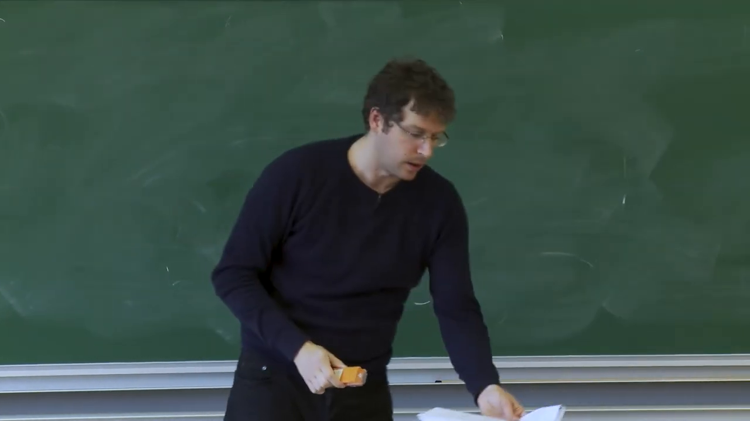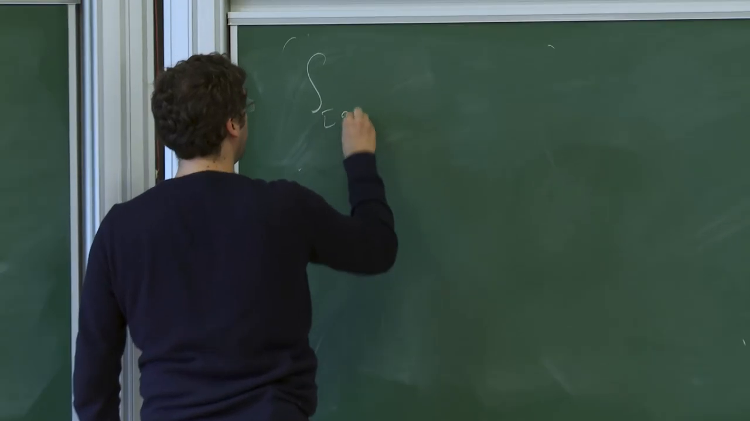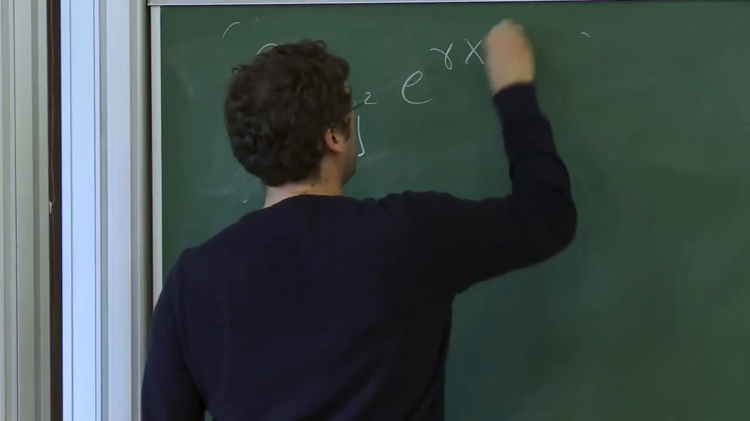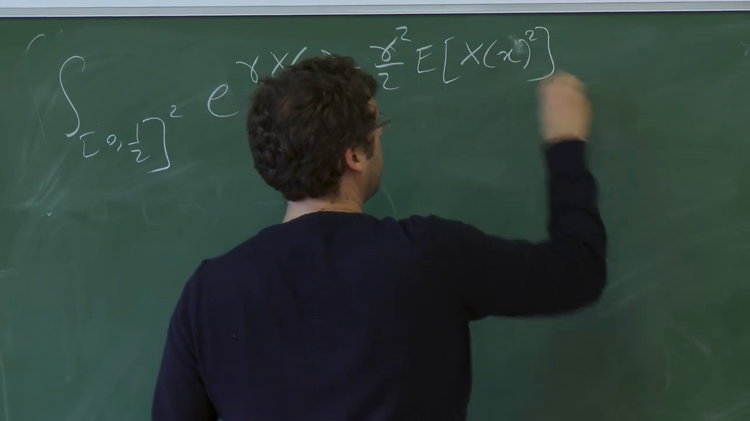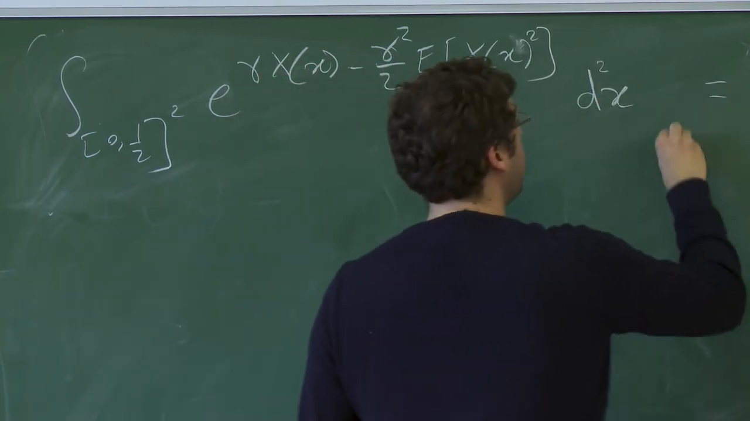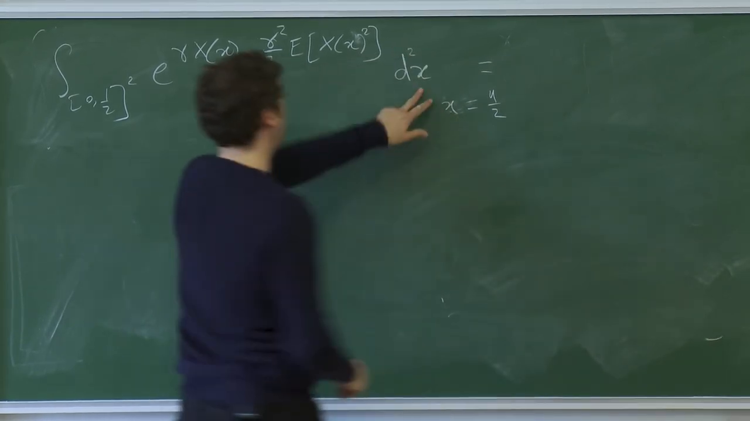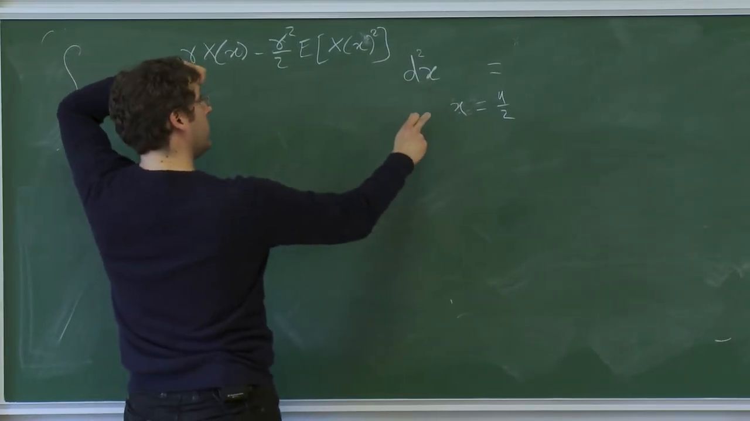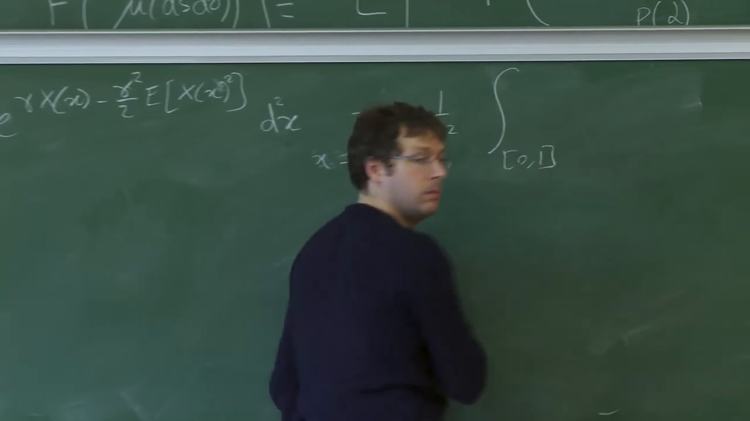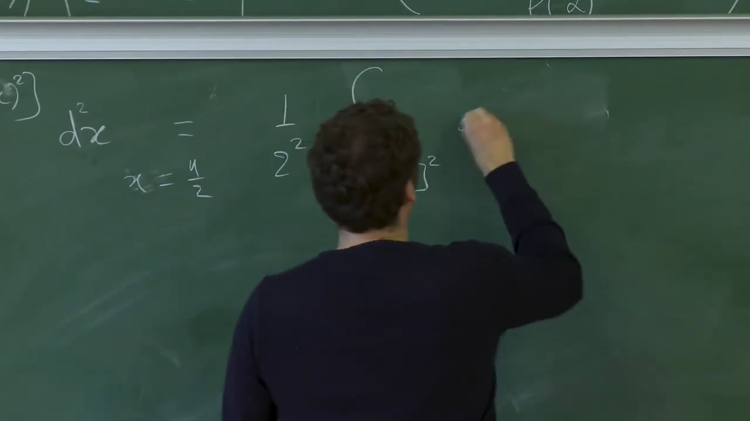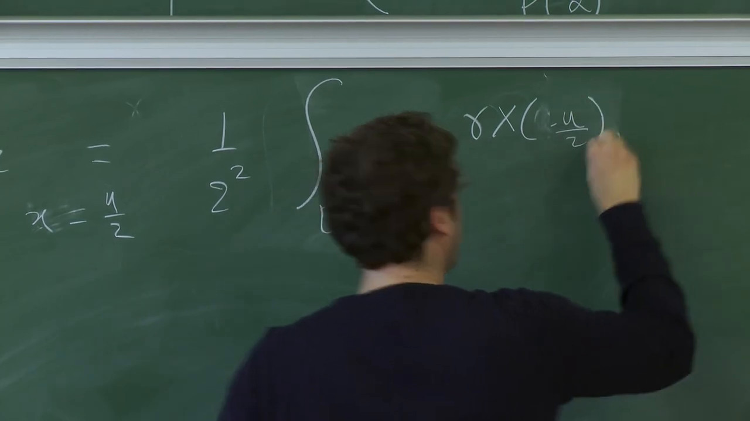These are not in the lecture notes, so I can put them. Now, the integral over 0, 1 half, what is this? I do a change of variable. So x is u over 2. And I get what? This creates a dx, du, that's 1 over 2 squared. So I get 1 over 2 integral on the initial square, with x equal to u over 2, minus gamma square.